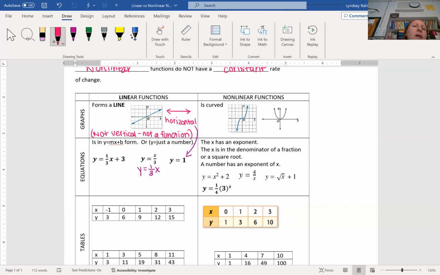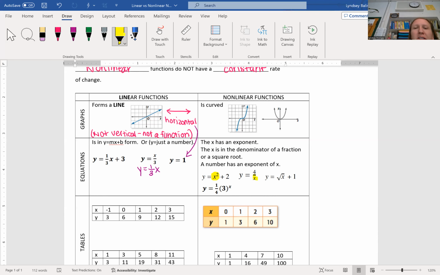What will probably be easier is determining if something is nonlinear, because there's certain things that we look for that say, hey, this is a nonlinear function instead. And that would be something like if the x has an exponent. So something like x squared or x to the third or x to the fourth would be any exponent. But anytime the x isn't just an x anymore and it's x to some power, that's going to be nonlinear.